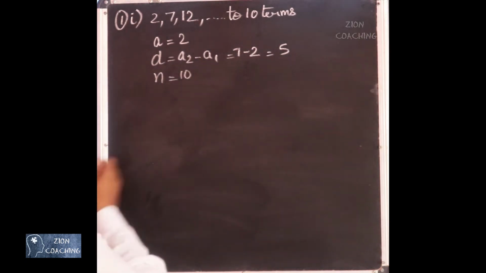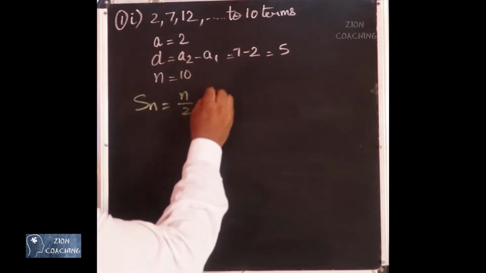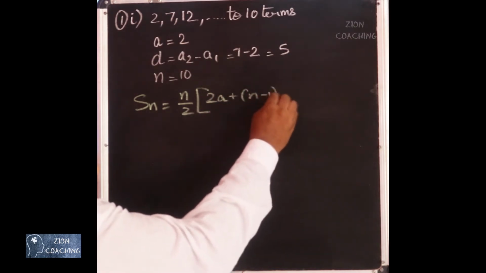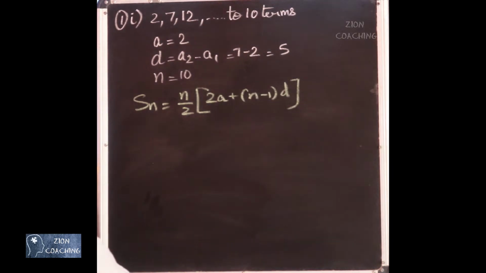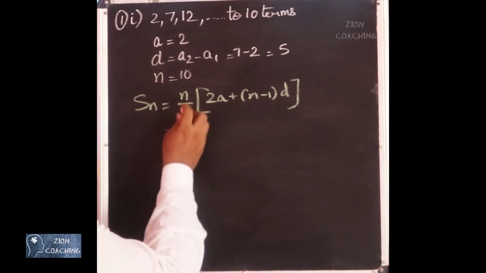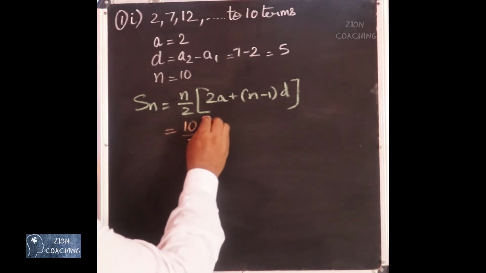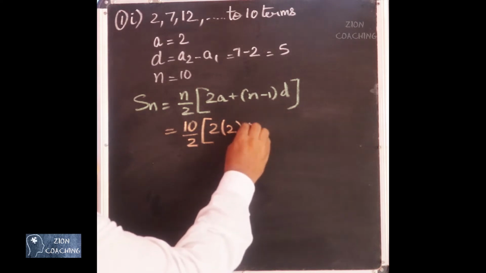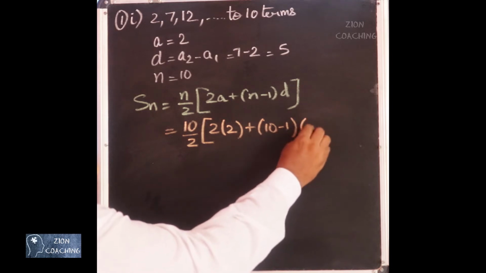Now you have the formula Sn is equal to n by 2 into 2a plus n minus 1 into d. We are going to substitute all the values in this formula and find the sum up to 10 terms. Now n value is 10, substitute 10 by 2 into your a value is 2 plus 10 minus 1 into your d value, that is 5.